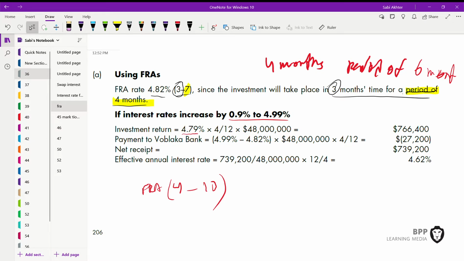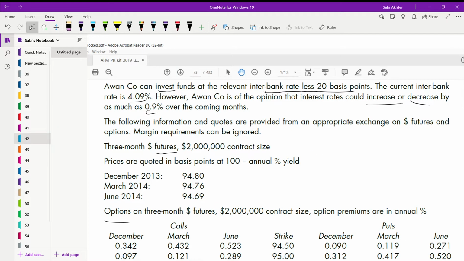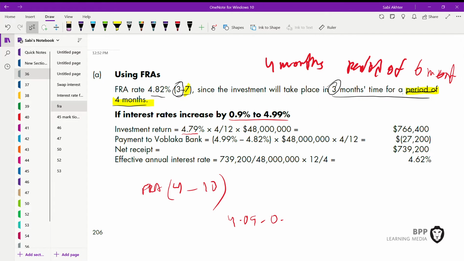Right? I'm writing here: 4.09 minus 0. What is the basis point? I forgot the basis point. 20. So 0.2 plus 0.9. Right? So that's how you are getting 4.79 into 4 over 12 because it is for 4 months. And this is the amount of payment. Sorry, yeah, it's a receipt.